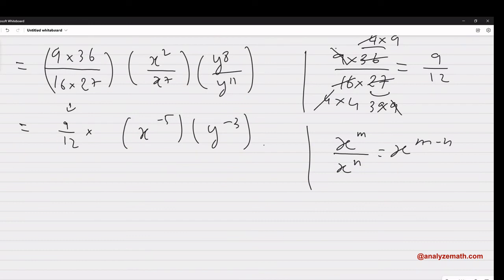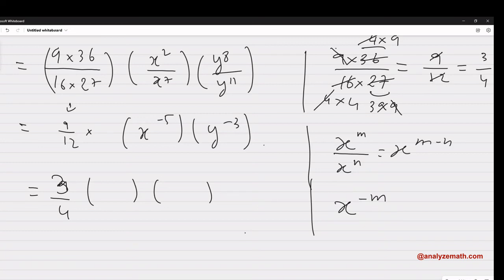Okay, good. So we're very close now. 9 over 12 can be simplified. Hang on. 9 over 12, we can divide by 3. Divide by 3, divide by 3, 3 over 4 in fact. Okay. Good. Now, we are asked to write all this with positive exponents. Now, positive exponents, x to the power minus m. This is another rule. I think we're at 7. x to the power minus m is 1 over x to the power m. So, positive, it will be 1 over x^5. And this one, 1 over y^3.